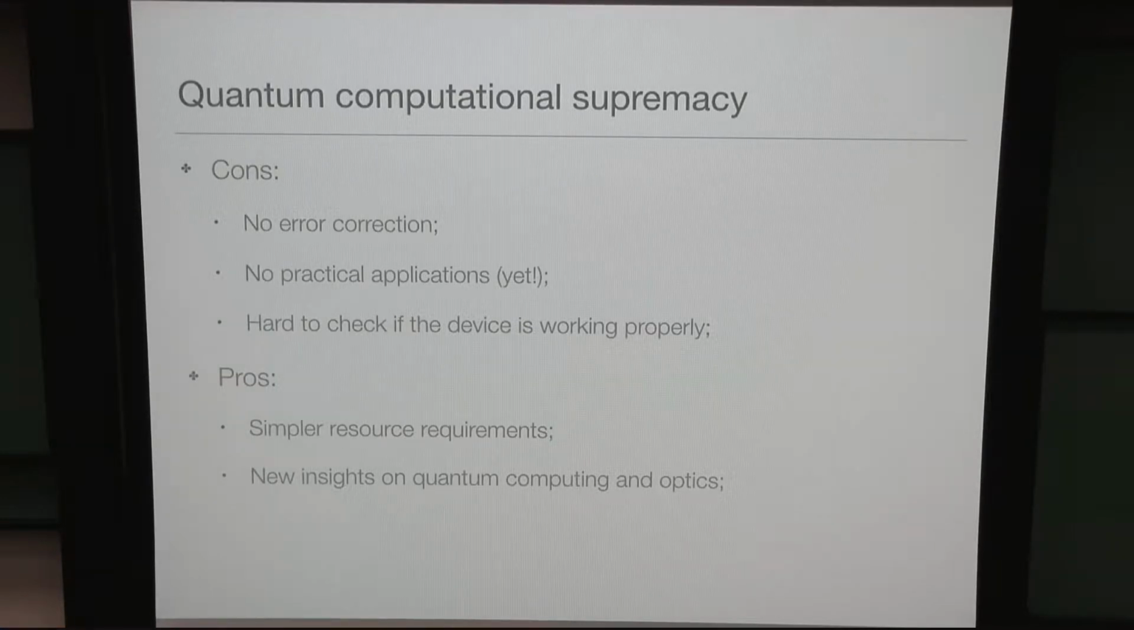So what are the disadvantages of considering these kinds of intermediate models of computation? Well, first, they typically don't have error correction. Many of them don't have any practical application, so the only practical application would be just to prove that quantum computers can do something stronger than classical computers. And as Jens mentioned a lot on Monday, it's often hard to check whether the device is working properly.